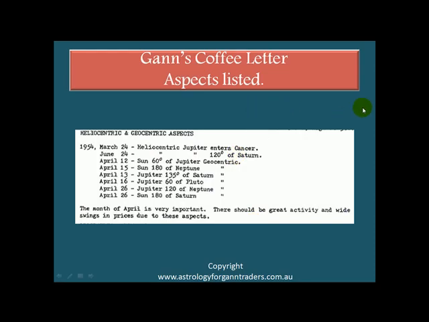Okay, now here is a little snippet out of Gann's coffee letter, his aspects listed. Now this letter he wrote in 1954, which was a year before his death, and it was actually to a student where he lists all his sort of astrological methods. And here basically what he was doing was listing the heliocentric and geocentric aspects for a couple of months, or mainly the month of March and April, in relation to coffee.